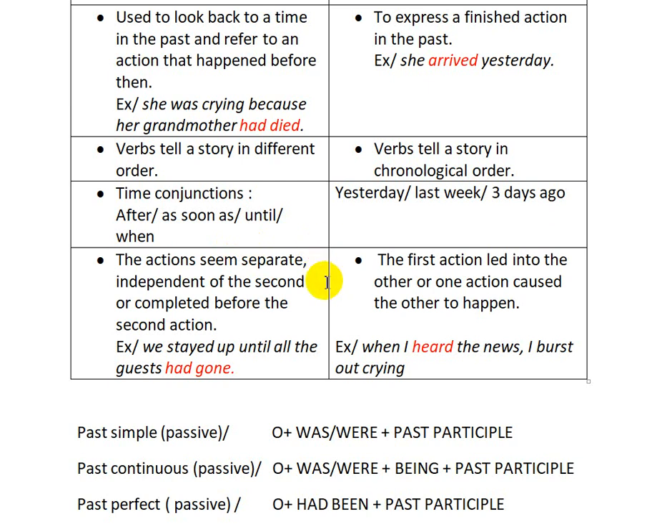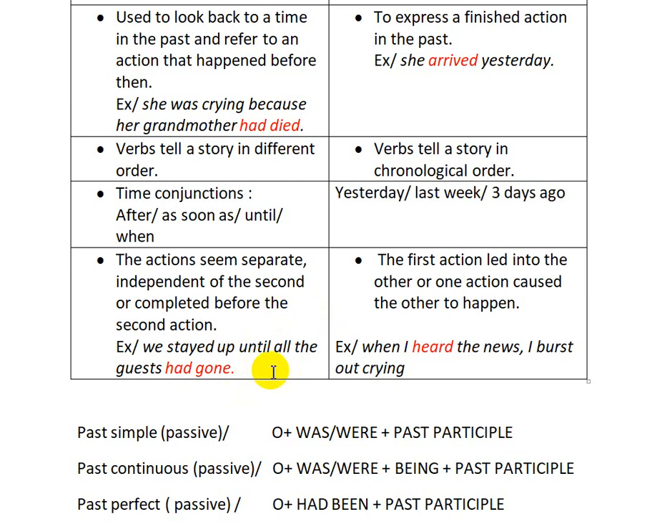Now, finally, the actions with the past perfect seem separate, independent of the action, or completed before the second action. While with the past simple tense, we have the first action lead into the other, or one action caused the other to happen. So what does this mean? As I said, with this point, one action is separate from the other action. For example, we stayed up until all the guests had gone.